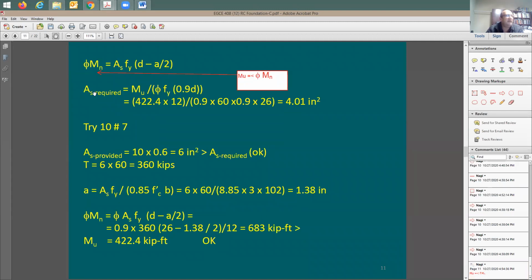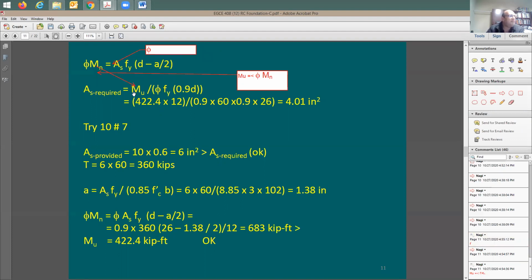I took here A s out on the other side, and then say it's going to be equal to M sub U, which replaces phi M n, and then divided by, don't forget the phi factor here is missing. Here's a typo in the slide. I'm going to say here's going to be the phi factor. So phi factor here is missing in this equation, needs to be there. It's going to be phi times A s f y times d minus a over 2.